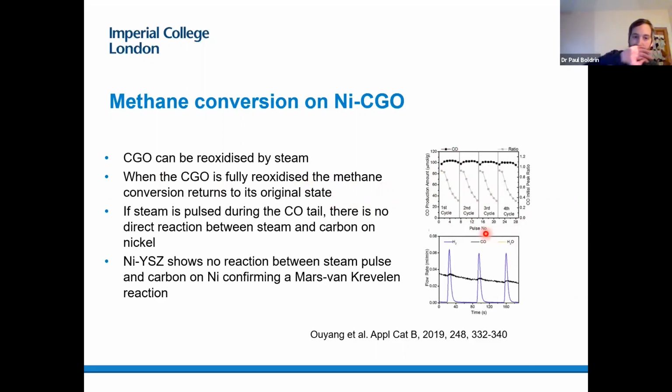So from all these results, we worked out that the mechanism of the reaction is what's called a Mars van Krevelen mechanism, which is where the two different reactants are involved: the methane is reacting on the surface of the nickel and the oxygen is coming from the CGO. So even when you have steam present in the gas phase, when the methane pulses come, you still see that the oxygen is coming from the CGO rather than from the steam in the gas phase.